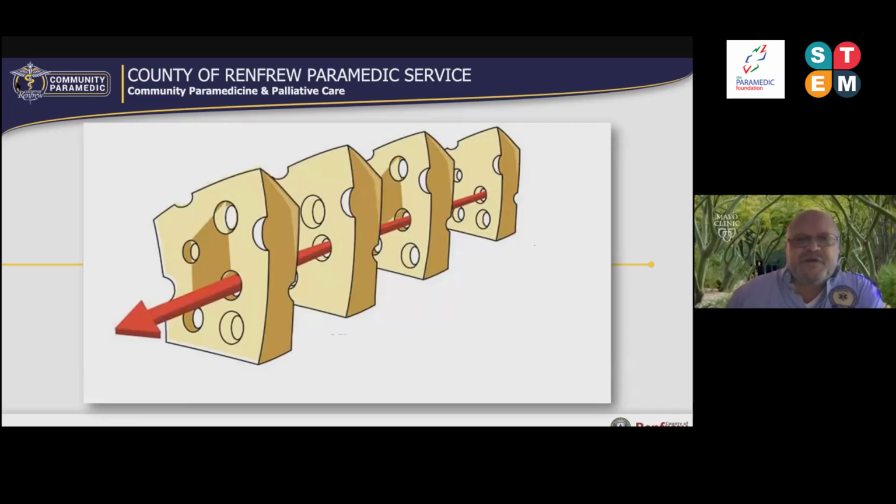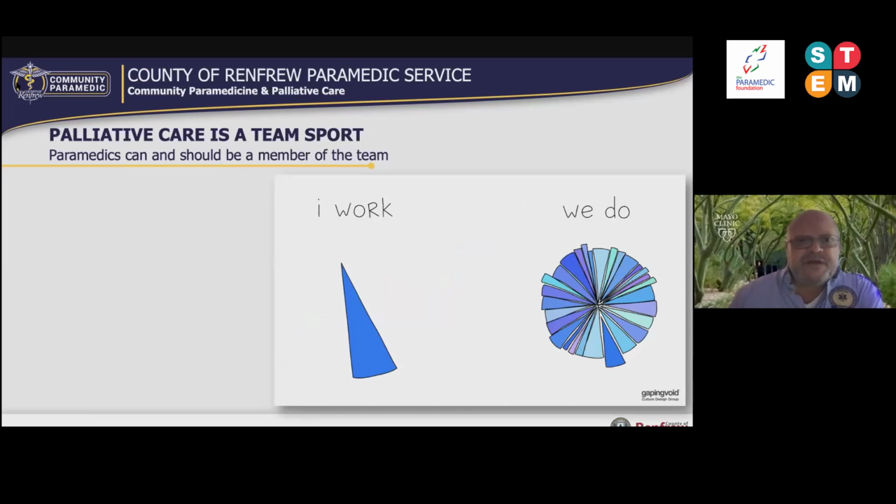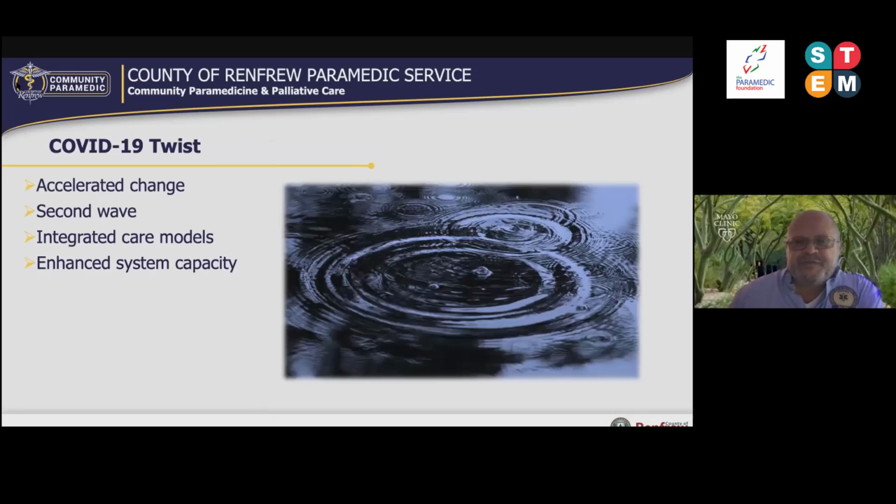But this is what community paramedic programs are a lot like: Swiss cheese. We're trying to fill the holes, and the holes are different in every town. So in terms of palliative team support, we need to be part of the team, and this is a graphic that shows what it's like if we're not, and what it's like if we are. And again, it's the right side of that connection where we want our community paramedics to be in everything that they do.